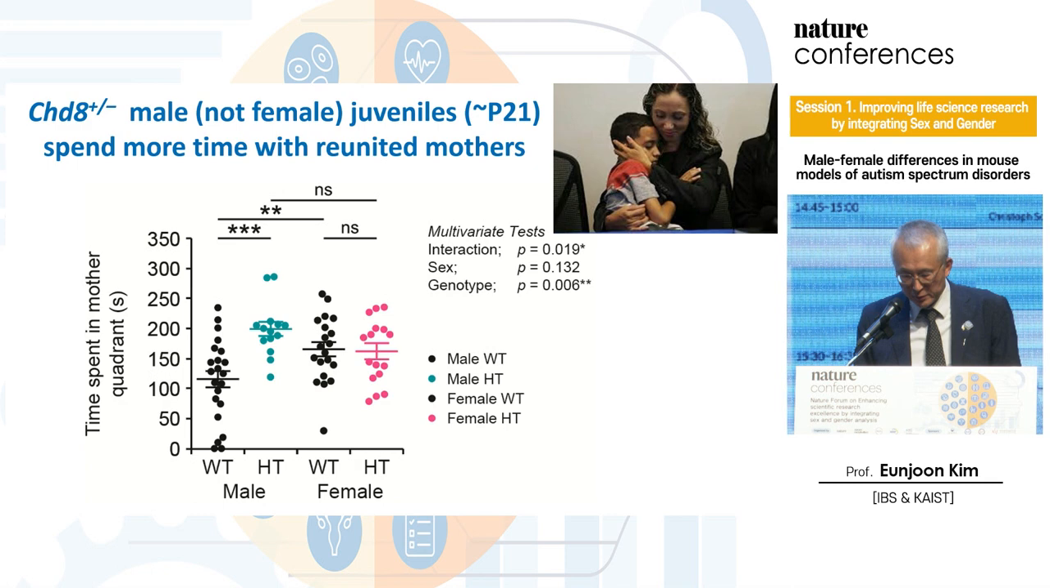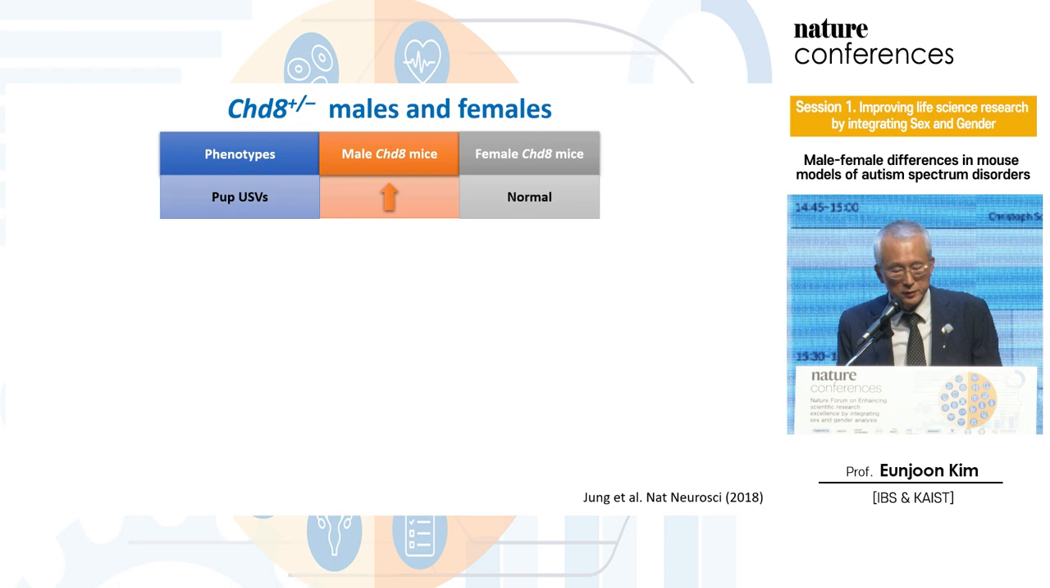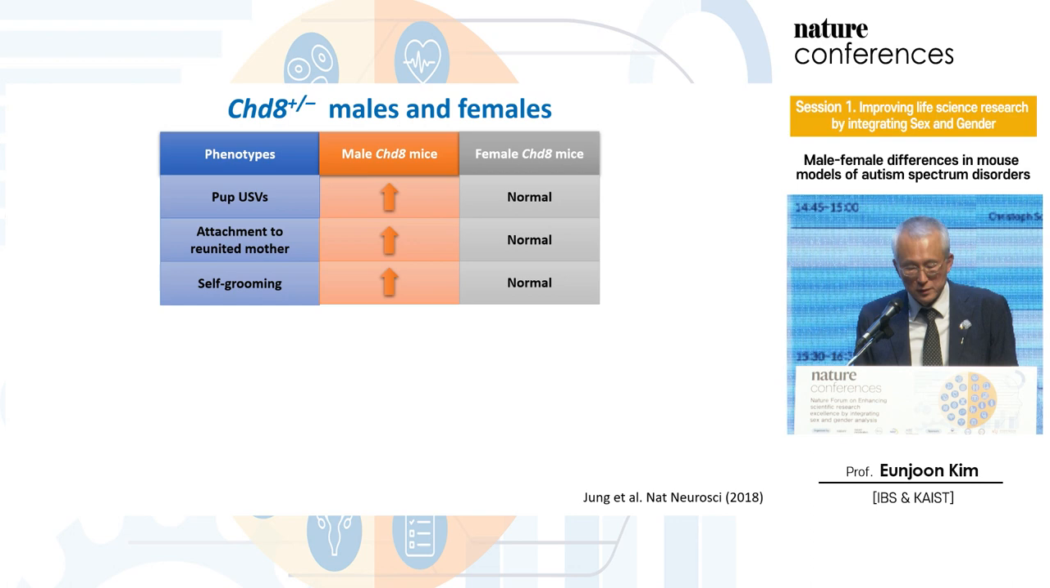And also, male mutant mice showed increased self-grooming, whereas female mice didn't show such behavior. So behaviorally, it's very clear that male mice, pups and juveniles and adults, show male preponderant behaviors. So what are the mechanisms?